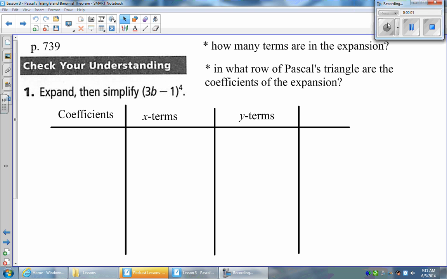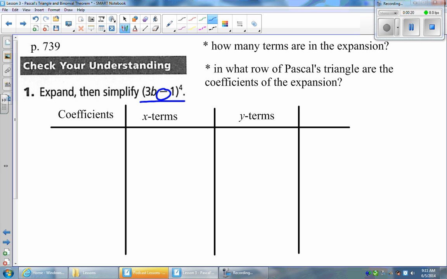All right, in this podcast, I'm going to show you another question where you have to use the binomial theorem to expand binomials of a high degree. So here's my binomial here. It says that I want to expand (3b - 1)^4. Now, what makes this one a tricky one is that minus in the middle there, and we do have to address that in a moment here.